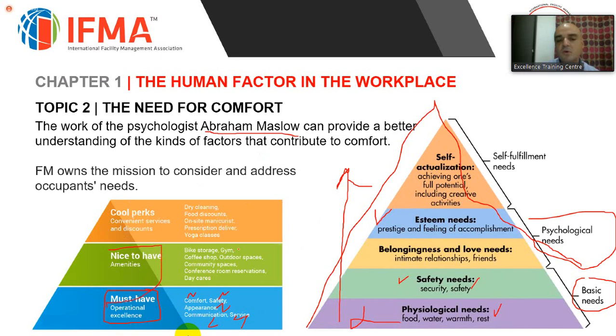Nice-to-haves like bike storage, gym, coffee shop, some cafeteria, community spaces, which means areas where we can sit down and talk, conference room reservations, daycares. And then on the top, the cool perks like dry cleaning, food discounts, and so on. So this is something companies which respect themselves do, guys. This is not like nuclear physics. All the big companies look into these aspects, IBM, Microsoft, and naturally local companies follow. They start with the basic must-haves, then they go to the nice-to-have and to the cool perks.